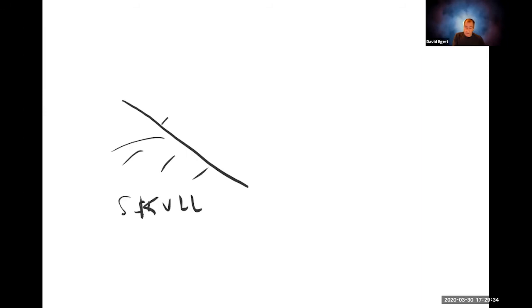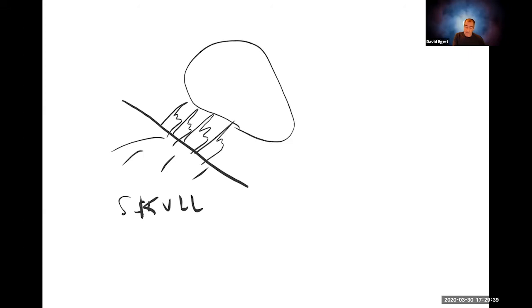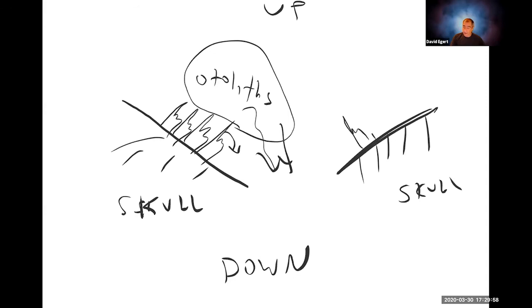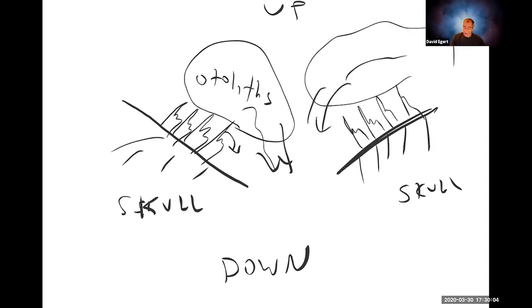So if, let's say this is your skull, here's my little hair cells, here are the rocks. They're going to get pulled due to gravity. This is down, this is up. The hair cells are going to get bent this way. If you tilt your head the other way, the hair cells are going to get bent the other way.